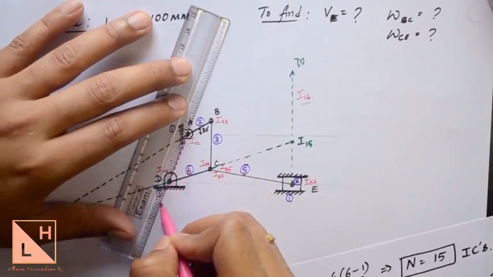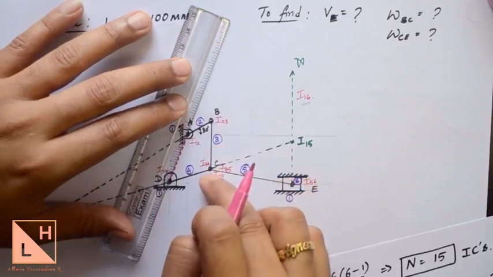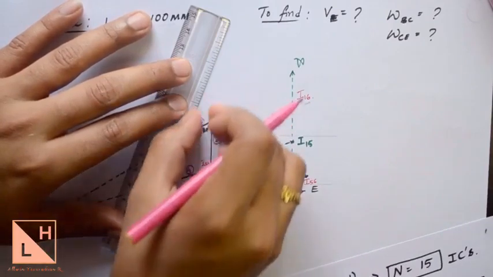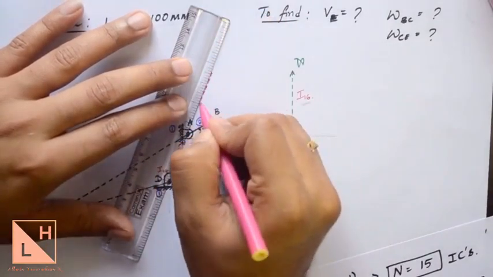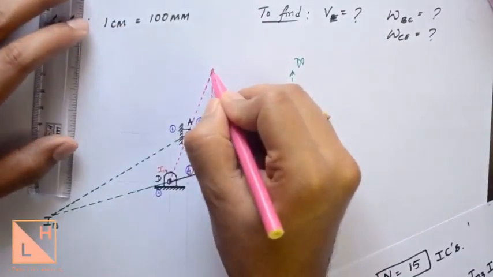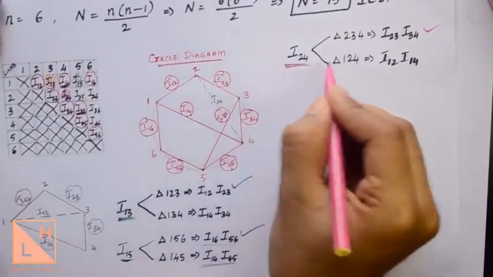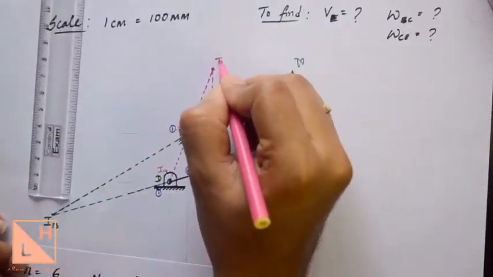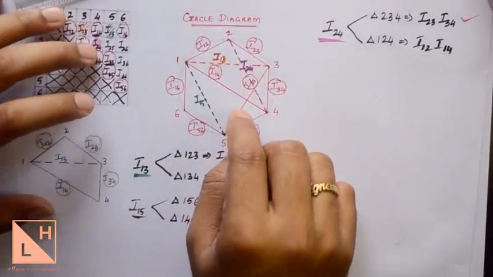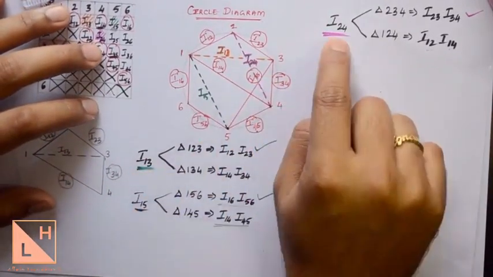Now whether to extend it downwards or in the upward direction, we have 2, 3 to 3, 4 over here. If you connect it downwards, this will never intersect. So connect it in the upward direction. Now where it intersects, this will be the point which we identified from the circle diagram, I24. So here I have the same circle diagram. I have connected the ICs that we newly found out, I13, I15 and I24.